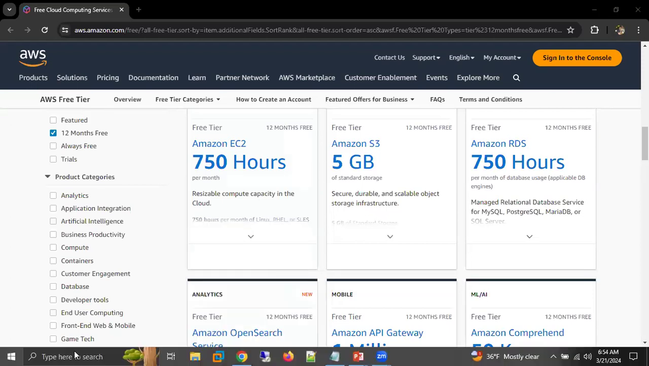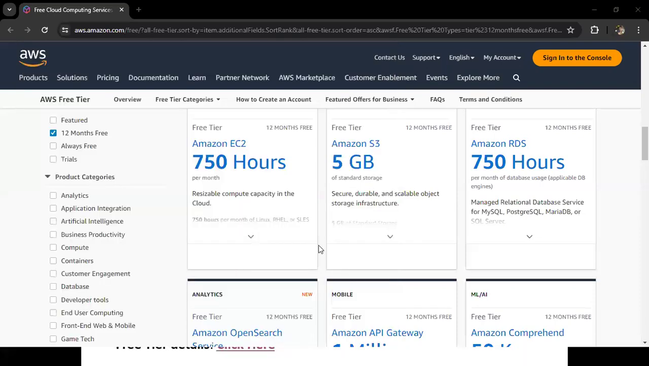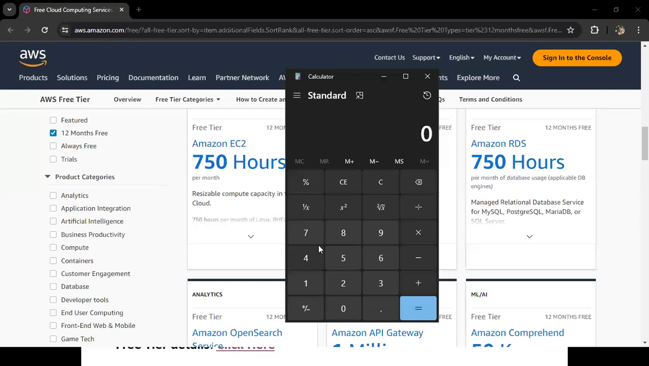And I'll give you the calculation also. Let's say for example, I have just one machine. In one single day, how many hours do we have? 24 hours. And this is a 31 day month. How many hours will we get? 744. And how many are they giving to us? 750. So if you have one machine, even if you keep that machine running for 24 hours, then also they will not charge you.